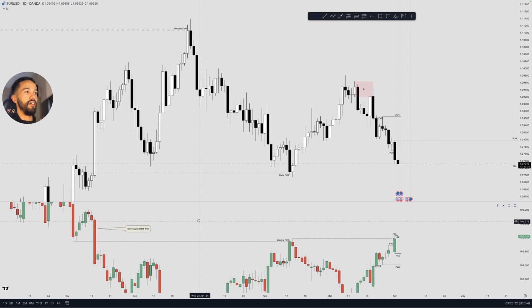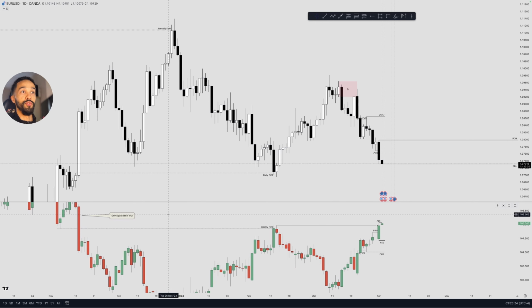So other than that, on the daily, there's not much else to see. We are definitely in some sort of bearish trend, but we have our divergence at the lows here. However, I guess this will still be a sell side liquidity target. So let's go on to the intradays, onto the 4 hour and see what that looks like.